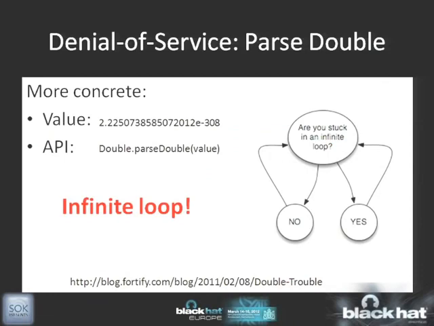More concrete, what are we talking about? So in Java, if you have the Double.parseDouble API, and that takes one argument, if that one argument is that very specific value, then you go into an infinite loop. It's as simple as that.